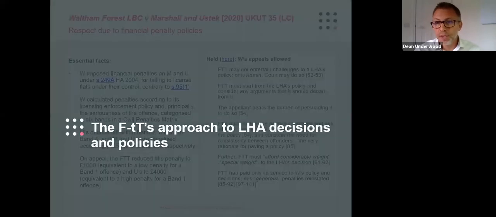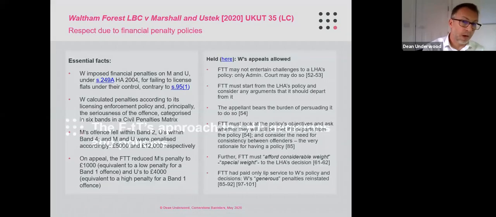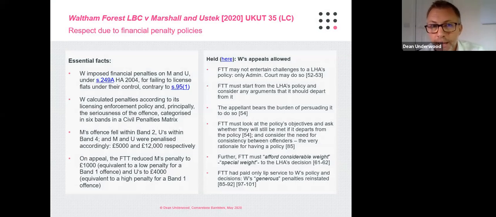Now, I promised to come back to the First-tier Tribunal's approach, the proper approach to financial penalties in the context of an appeal under Schedule 13A. And I'll take you through this briefly. Some of you will be familiar with this decision because I went through it recently in my session on recent developments in licensing. This is the case of Waltham Forest and Marshall and Ustek, and it concerns the respect that the First-tier Tribunal should show, the deference it should show, not just to local housing authorities' decisions, but also to the policies in accordance with which they're made.